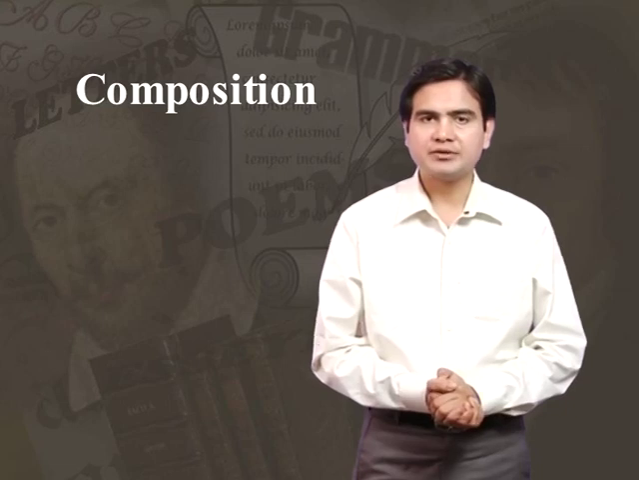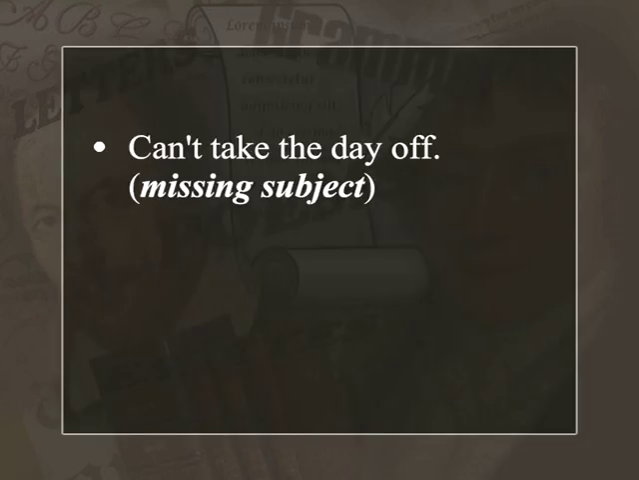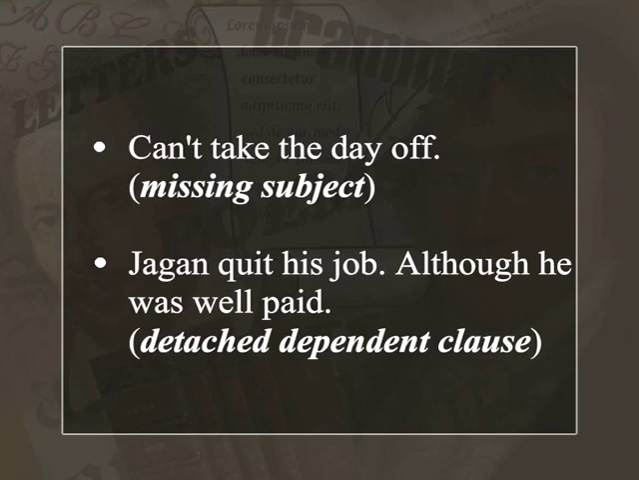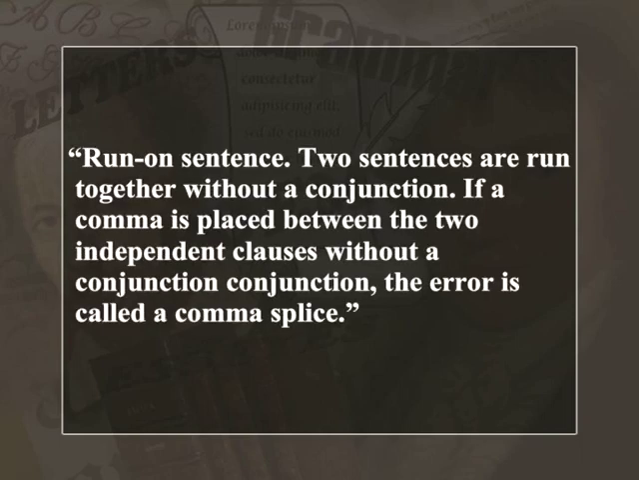Here are examples. Can't take the day off. Missing subject. Although he was well paid, Jagan quit his job. Detached dependent clause. Run-on sentence. Two sentences are run together without a conjunction. If a comma is placed between the two independent clauses without a conjunction, the error is called a comma splice.